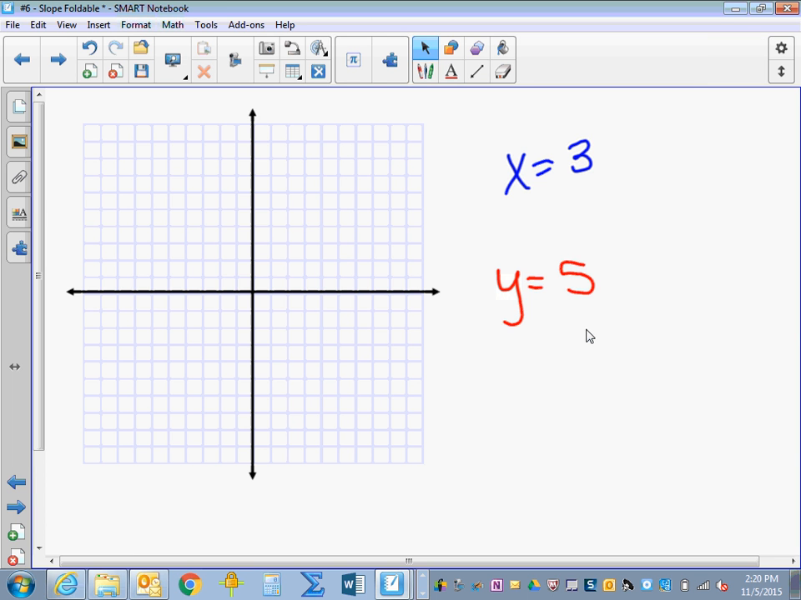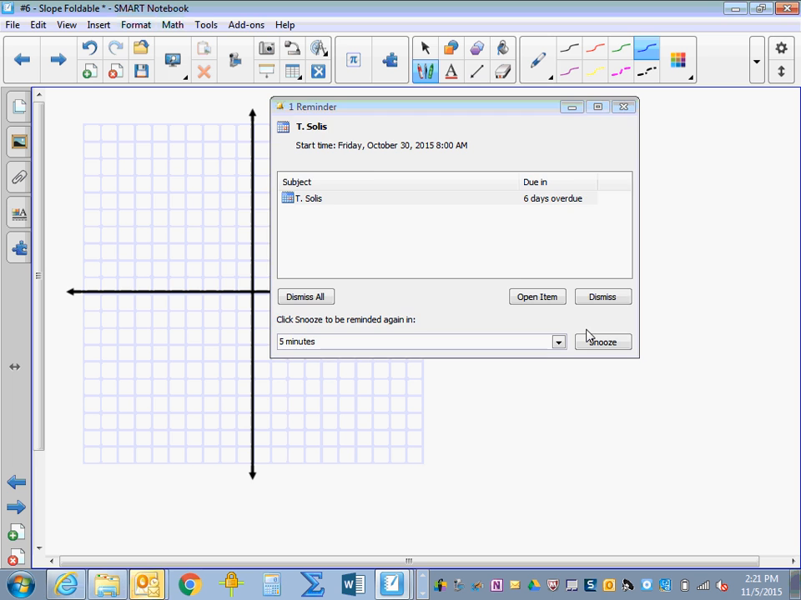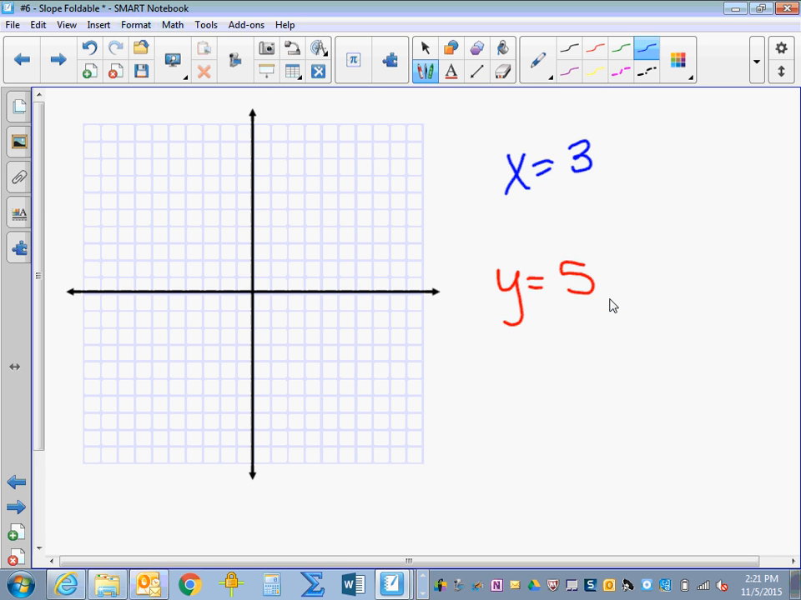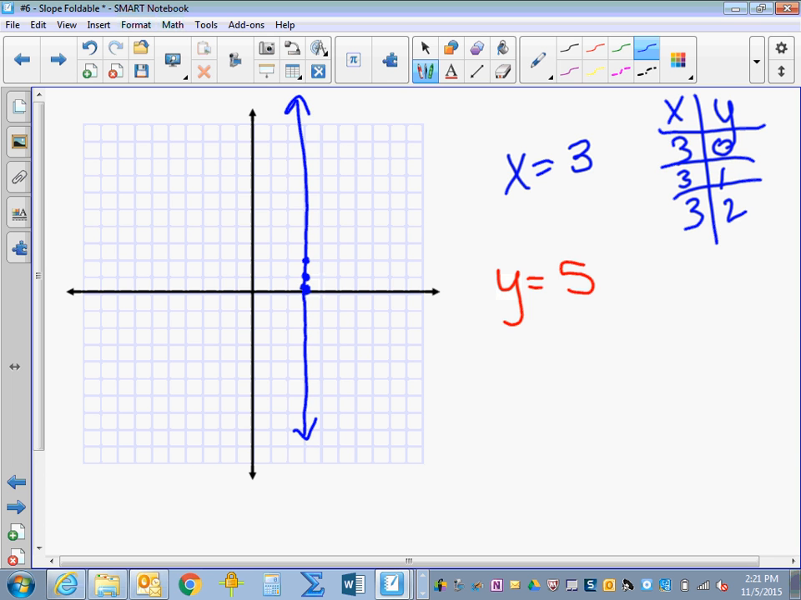All right, if x equals 3, we want to go to where x is 3 on my graph. Now, if x is always 3, it doesn't matter what y value I have, x is still going to be 3. So let's just say y is 0, 1, 2. All right? X is always 3, so let's go to the point 3, 0, 3, 1, 3, 2. If I connect these together, what type of line do I get? Vertical. A vertical line. So my x equals is a vertical line.